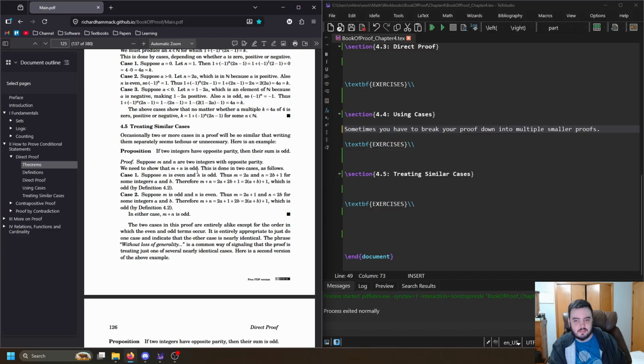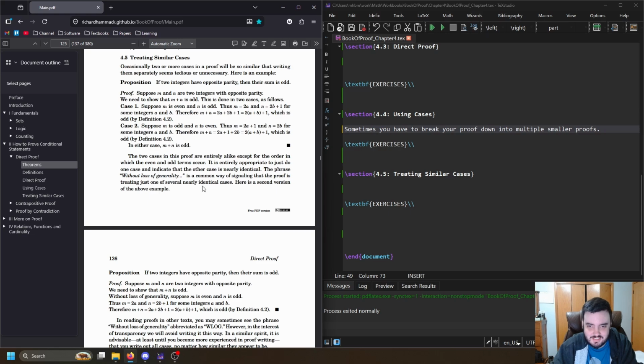Suppose m is even and n is odd. You're plugging them in, you're getting an odd number out, and then you're doing the opposite. Yeah, in either case, m plus n is odd. They really are the same case, but you're just really covering all your bases. The two cases in this proof are entirely alike, except for the order in which the even and odd terms occur. It is entirely appropriate to do just one case.